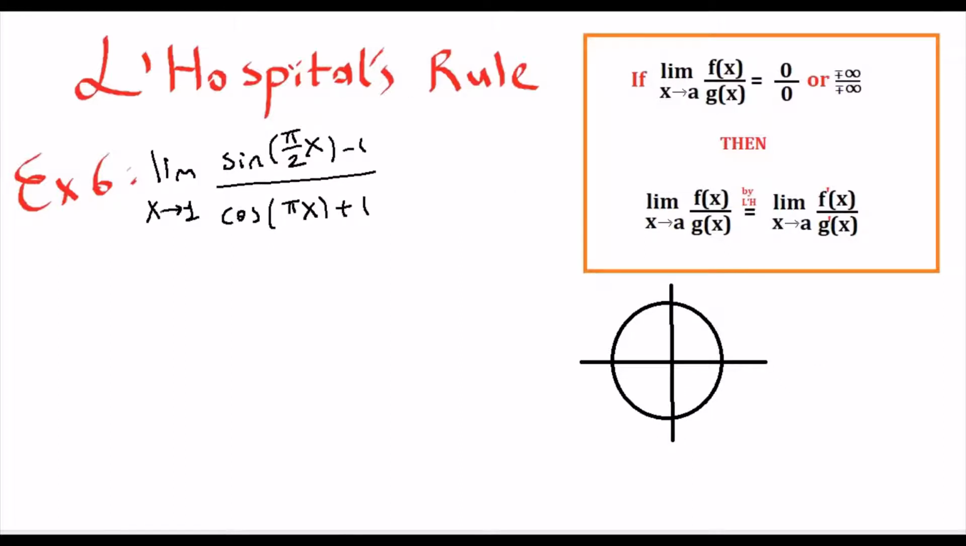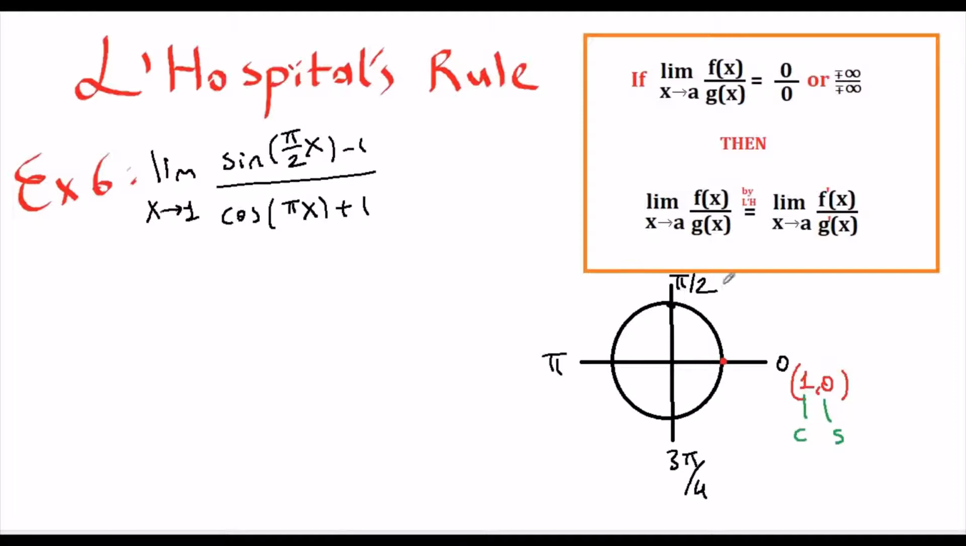So let's write some reference angles: 0, pi over 2, pi, and 3 pi over 2. So sine and cosine values here. The x coordinate here is 1, and the y coordinate here is 0. So our cosine is 1 and our sine is 0.